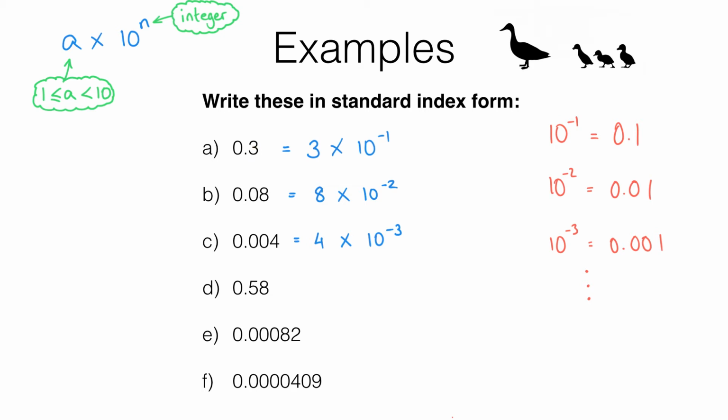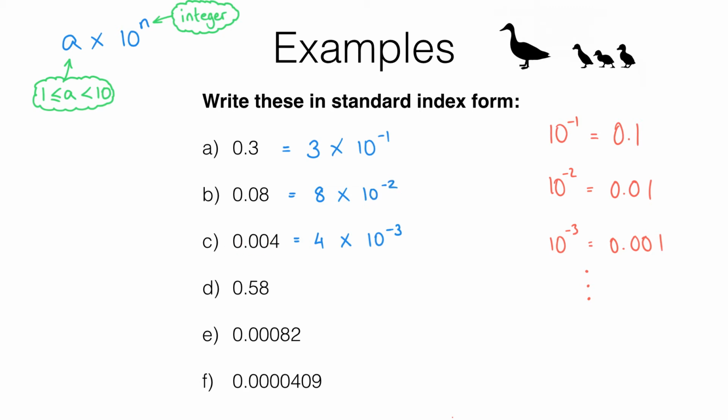So this 3 is one position to the right of the units column, and we end up with 3 times 10 to the negative 1. That was when it was one position to the right. Let's look at this one. The first non-zero digit is 8. And where is that 8? From the units position, it is 2 places to the right. And we end up with 8 times 10 to the power of negative 2.